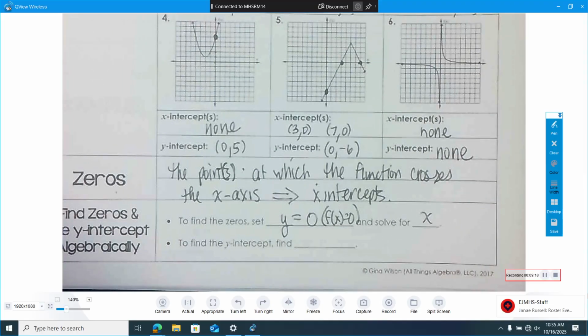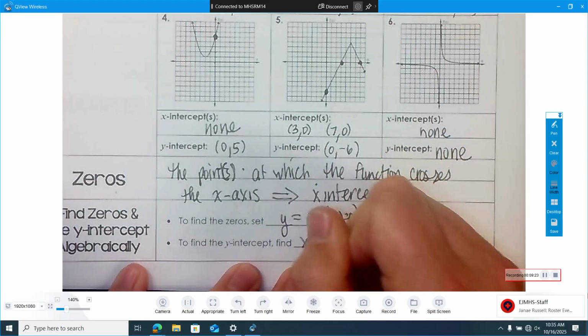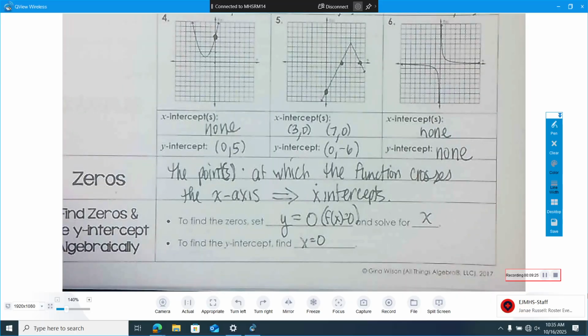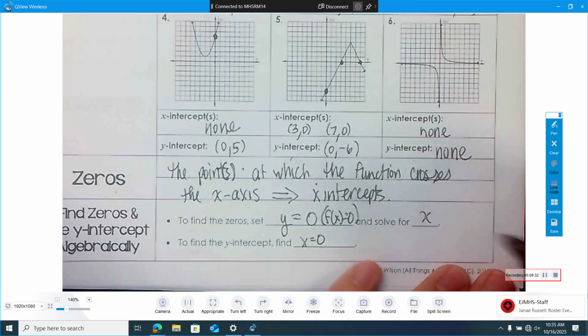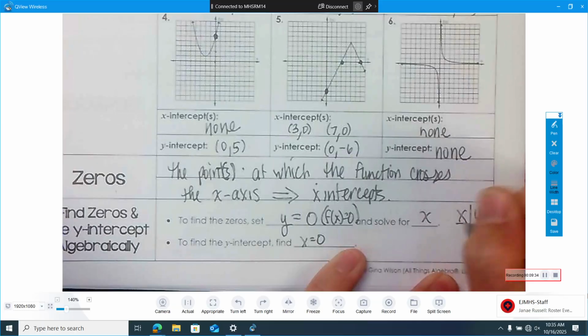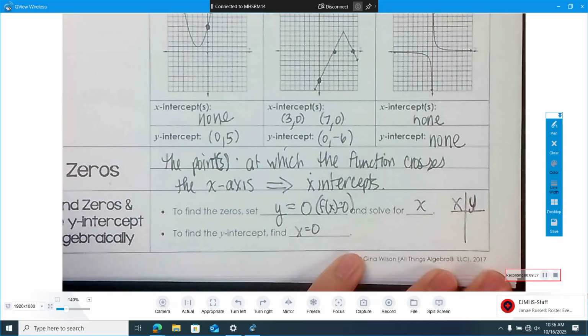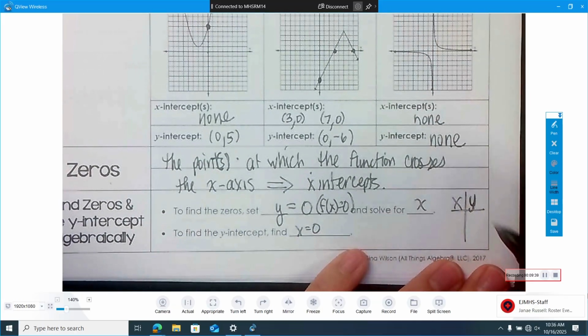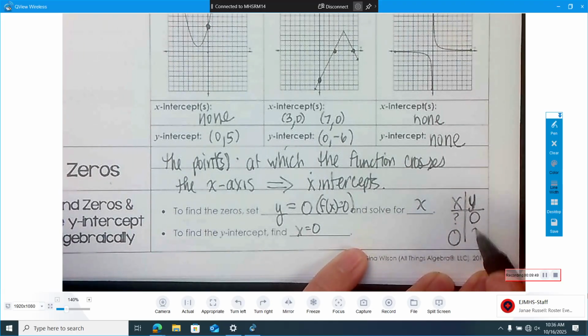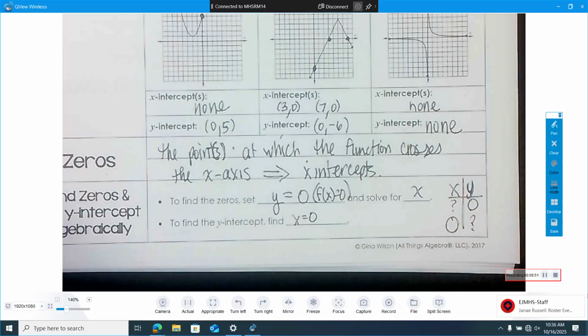If we want to find y-intercepts, what do we have to do? Set x equal to 0. We want to figure out the y, and so we set the x to 0. So it's sort of an opposite thing. You know how everything is an XY chart when we're graphing, and if we want to find the intercepts, we just plug in zeros. We plug in a 0 for the y and figure out what the x is. We plug in a 0 for the x and figure out the y.